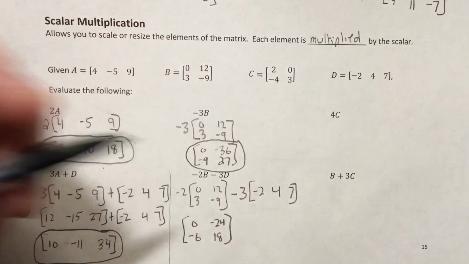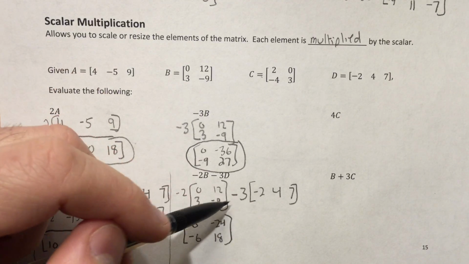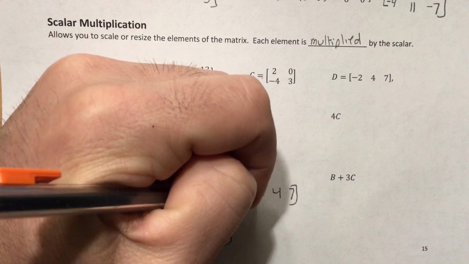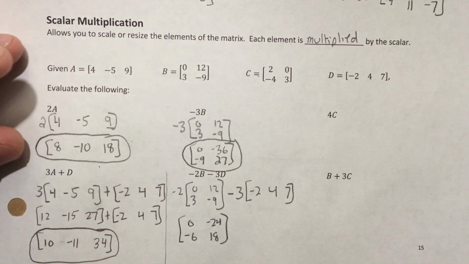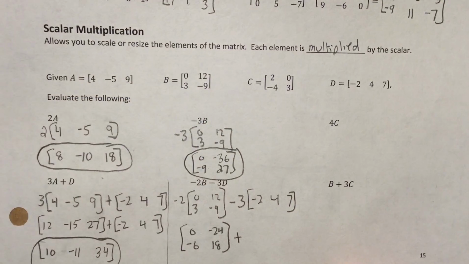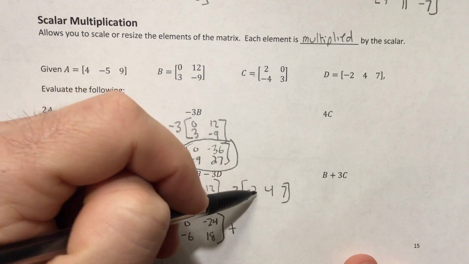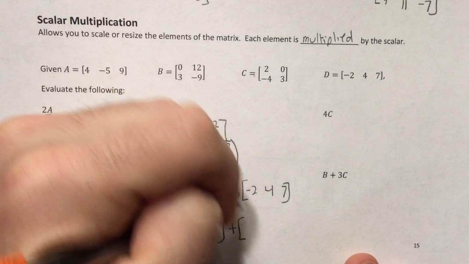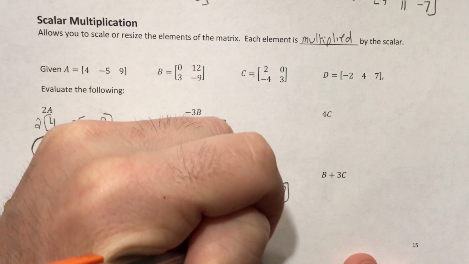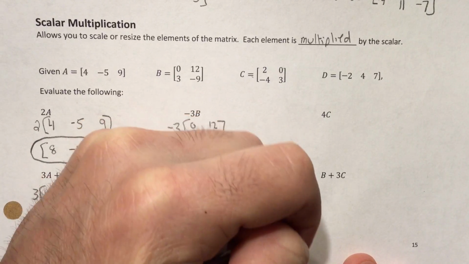And then you have an option here. You can either distribute by positive 3 and then keep this as subtraction, or you can multiply it by negative 3 and then make the problem addition. So I like to just multiply everything by negative 3 and then add the matrices. That's the way I do it. You're not wrong if you do it the other way, though. So negative 3 times negative 2 is positive 6. Negative 3 times 4 is negative 12. And then negative 3 times 7 is negative 21.